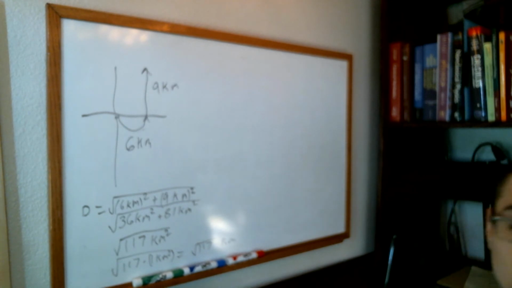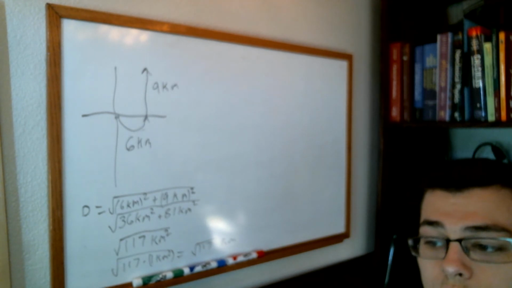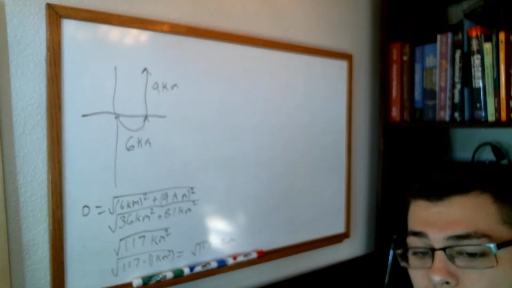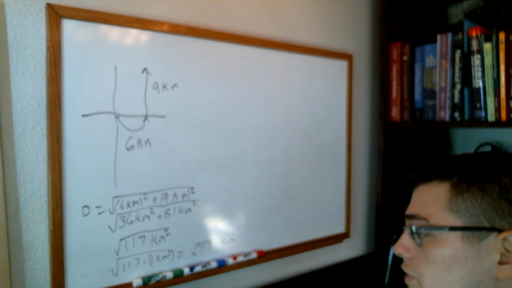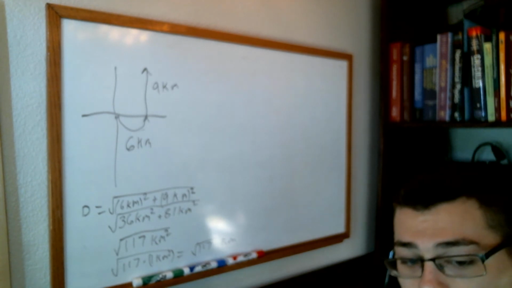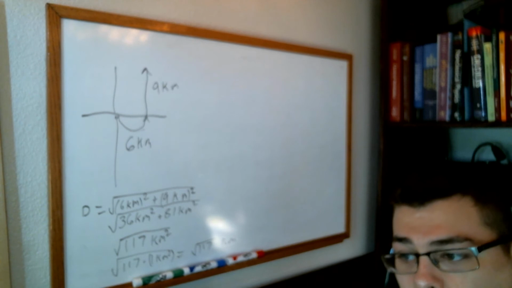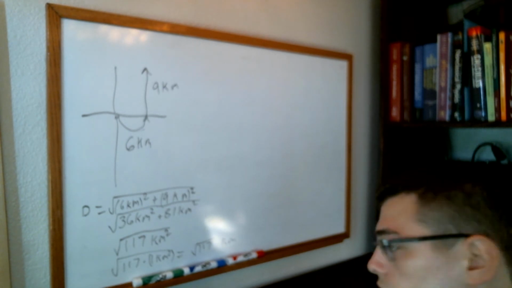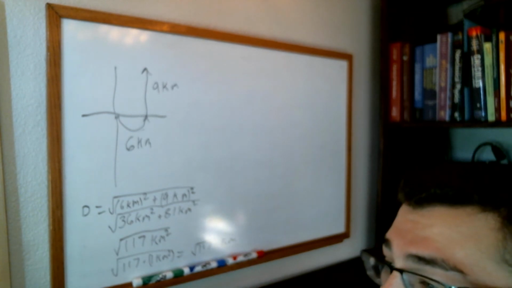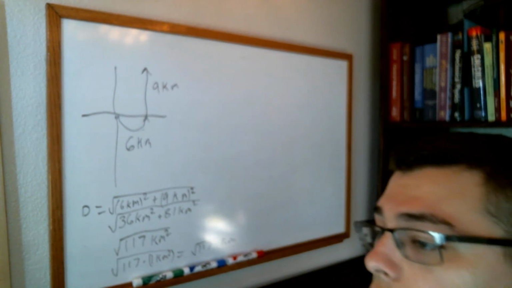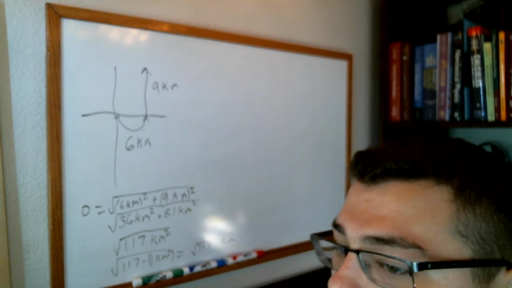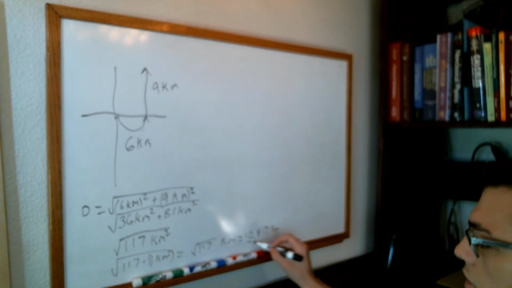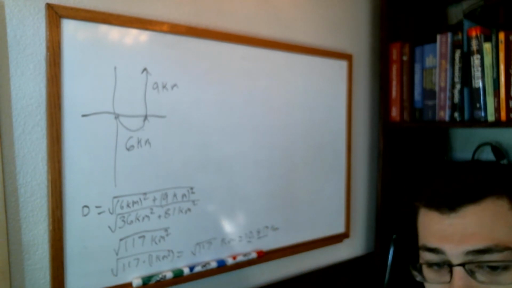From there, you can either give a decimal answer and round with sig figs, but this is our exact answer right here: the square root of 117. This is going to come out to be right around 10.9, 10.8. So if we put that into Wolfram, we'll get our answer. Okay, I've done the calculation here, and this is going to be 10.817 kilometers.